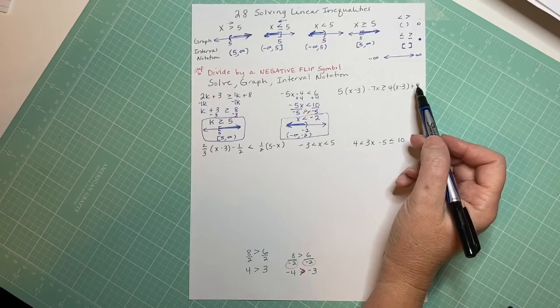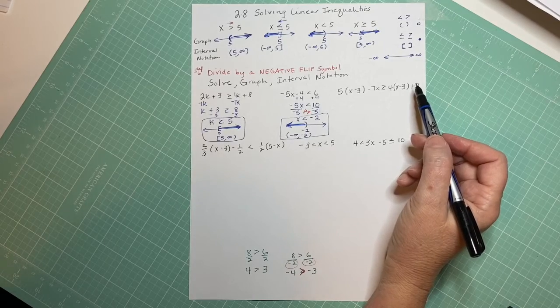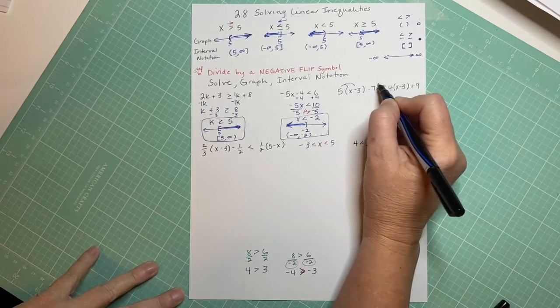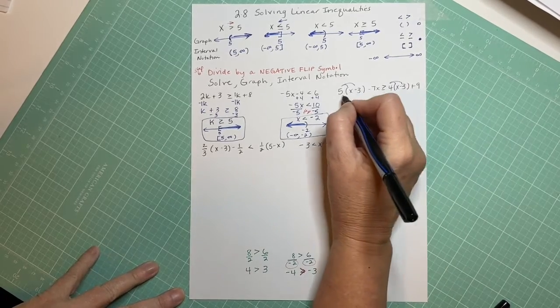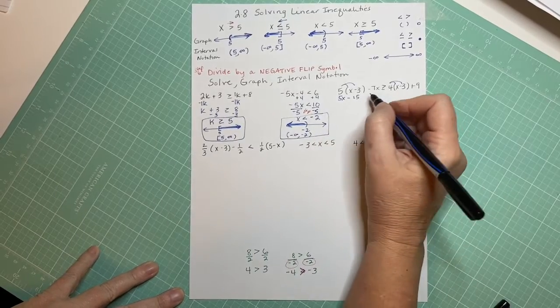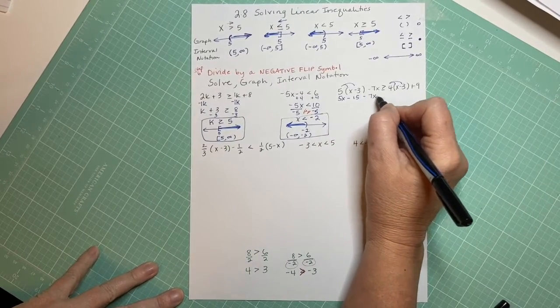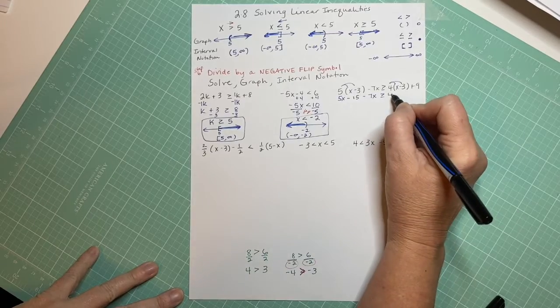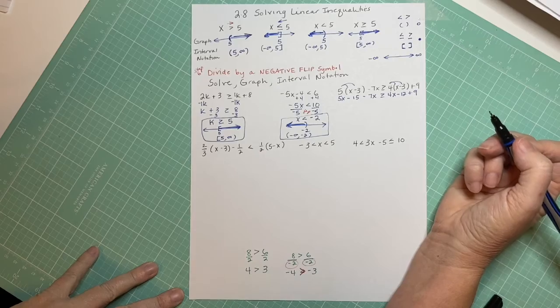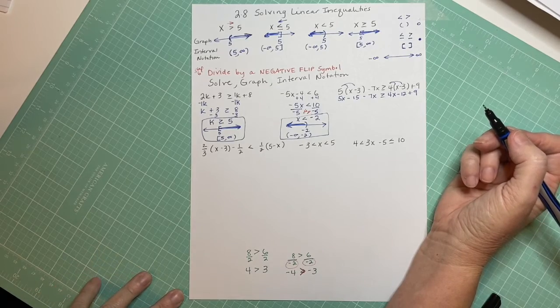Okay, this next one's a little bit more complicated, but we're just going to follow our steps. Step 1, does it have any fractions? No. Step 2, get rid of the parentheses. So 5 times x is 5x. 5 times negative 3 is negative 15. And then minus 7x greater than or equal to 4x minus 12 plus 9. Got rid of my parentheses.